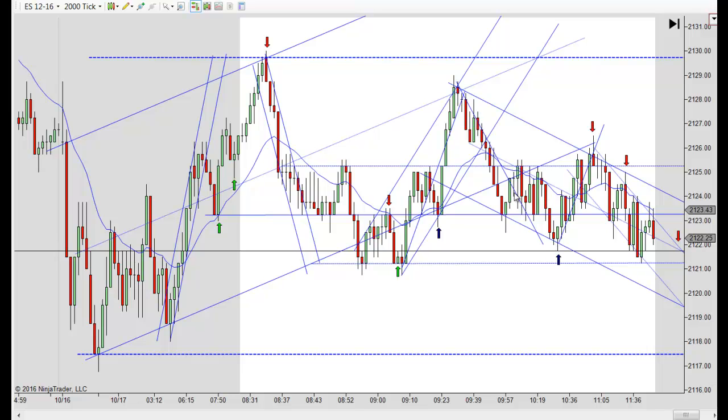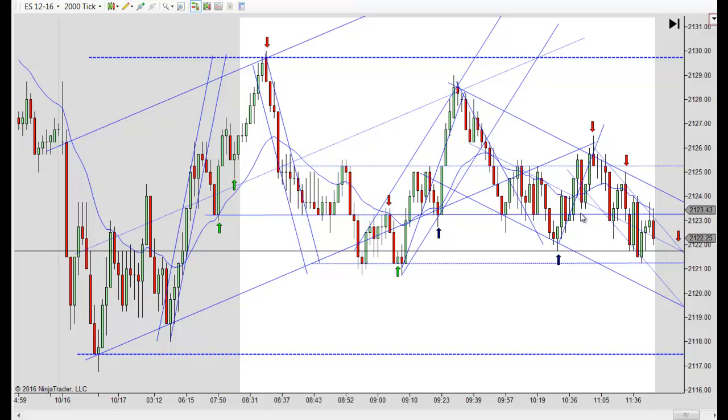And notice there's a break of this trend line and a new low, plus there's a failed break lower. So that's where you want to go long, and that turns out to be a good trade. And you actually get a failed break higher here, but that bar's too big.